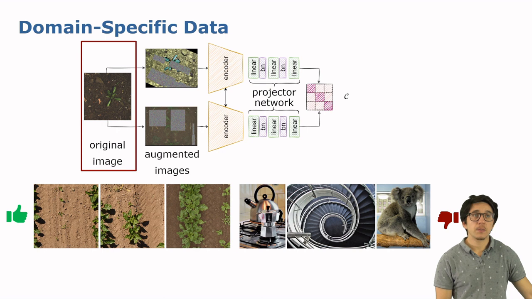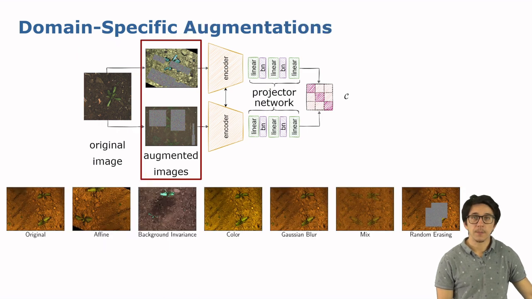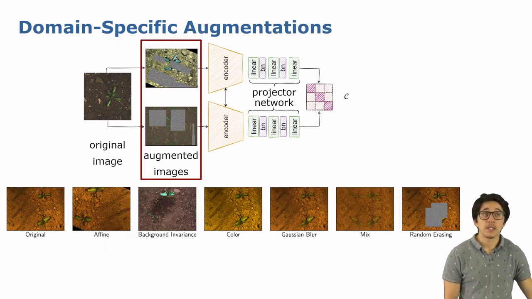We make the Barlow Twins approach domain-specific, changing two important steps. The first one is the dataset that we use. We pre-train only on images coming from the agricultural domain. The second step is the augmentations that we choose.